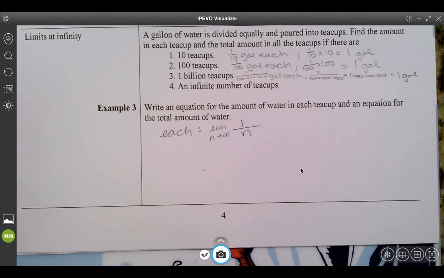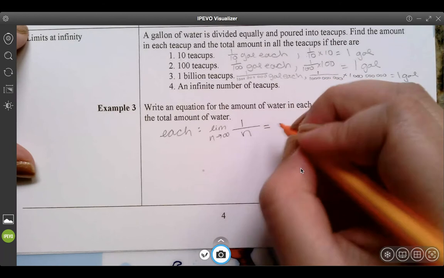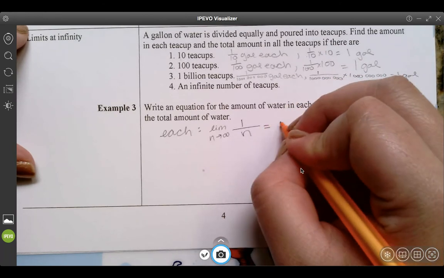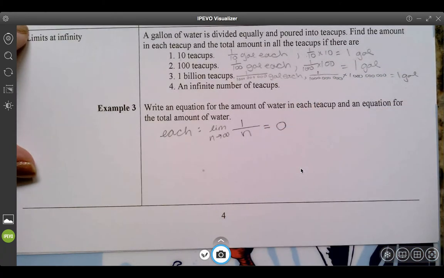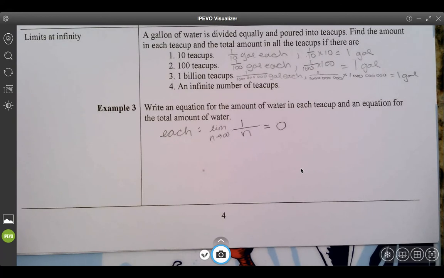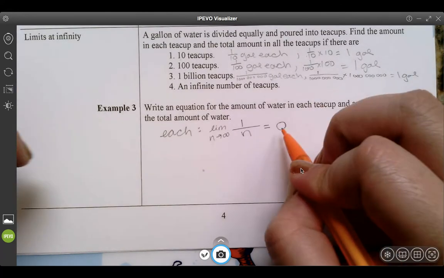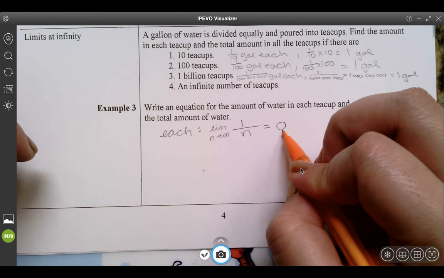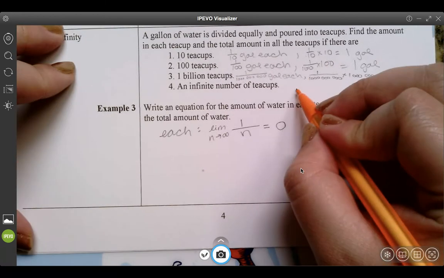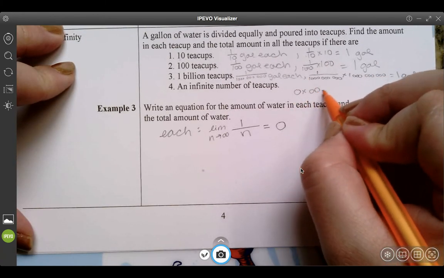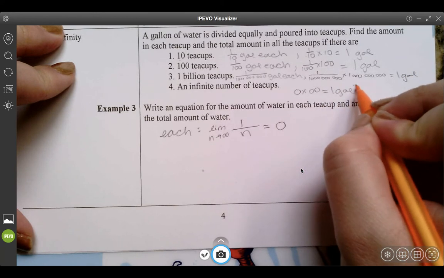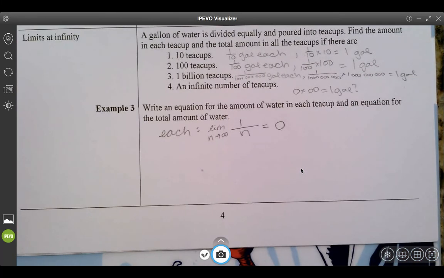Now this is familiar. We've seen this before. We've done this with functions, and we know that as n approaches infinity, 1/n approaches 0. So the limit is 0. Okay. Now if I said I have 0 water in each of my teacups, and I have an infinite number of teacups, we might be tempted to say, well, then 0 times infinity equals 1 gallon. But we can't multiply 0 by infinity, right? Because infinity is not a number. And we know that 0 times any number should be 0.